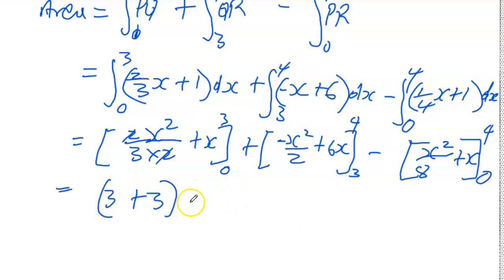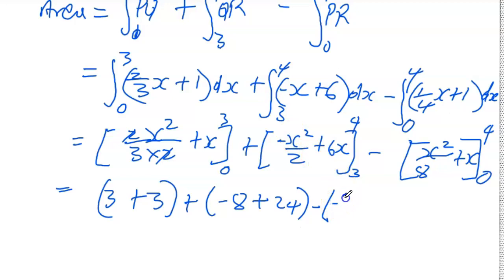Alright. Plus, substitute 4. So we have negative 4 squared, that's negative 16 divided by 2. That's negative 8. Plus 6 times 4, that's 24. Minus, we substitute 3 now. We get minus 3 squared.